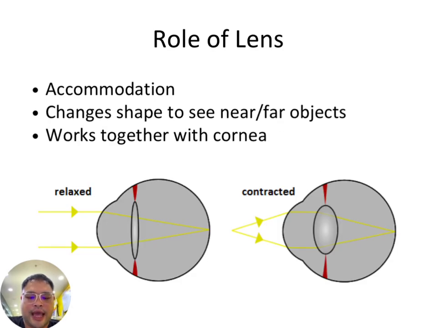Next, we have the lens. The lens works together with the cornea, but it has one special ability. It can change shape. This process is called accommodation. When we look at something near, the lens becomes thicker. When we look far away, it becomes thinner. This change helps us focus at different distances, just like adjusting a camera lens.